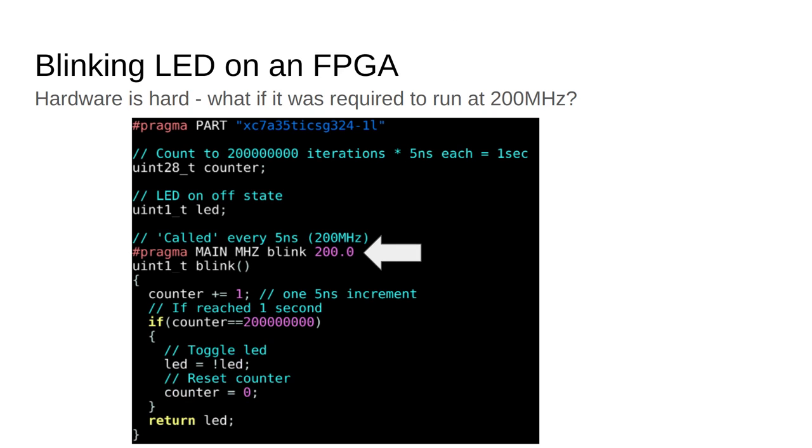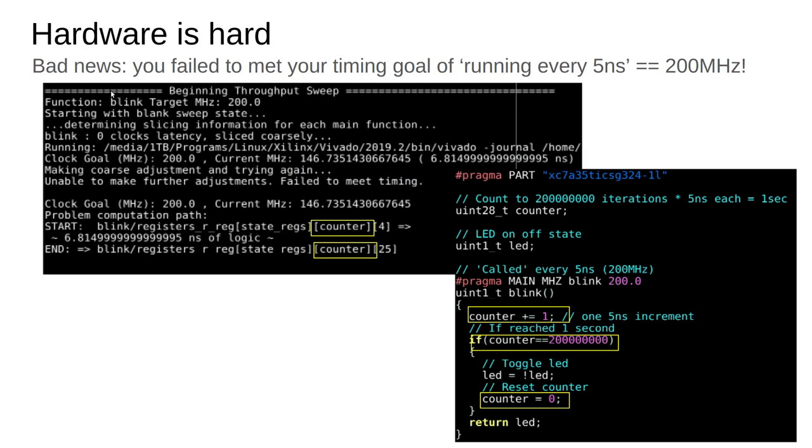But let's get into maybe why this is a little more useful and cool. Hardware is hard, right? Let's say you want to do this at 200 megahertz. Functionally, it stays the same. You're just counting to a different value because you're doing it every 5 nanoseconds instead of 10. Well, you're going to run the compiler again. This time it's going to tell you, oh, geez, you didn't meet your timing goal. And here's what it'll tell you.